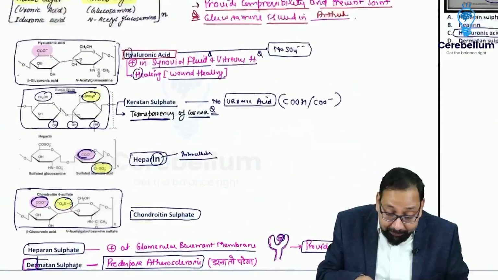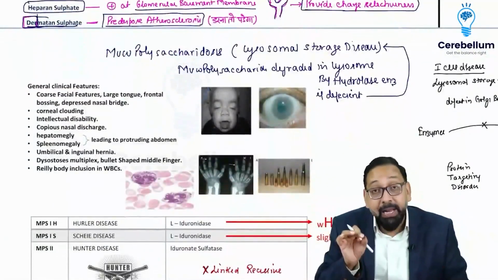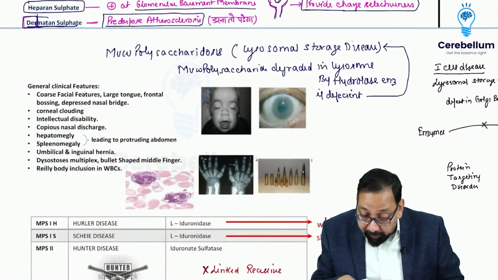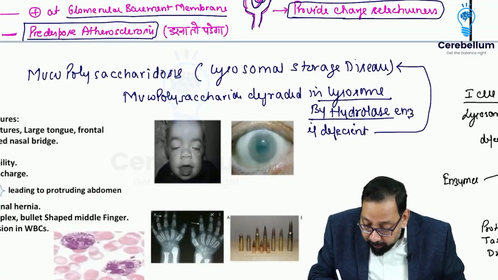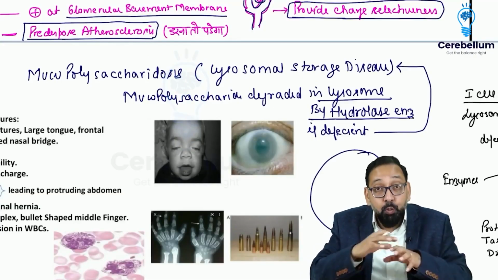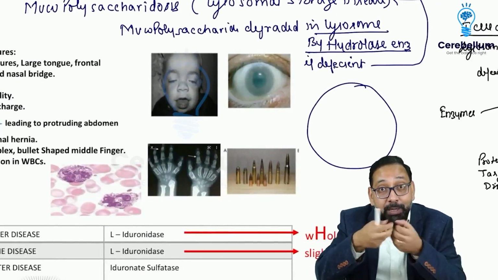We found that these glycosaminoglycans are degraded in the lysosome by hydrolytic enzymes. This is the lysosome. Lysosome is just like the pool of acid of the villain in a Hindi movie. Anything you dip, that is hydrolyzed.